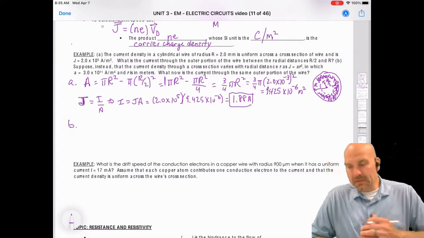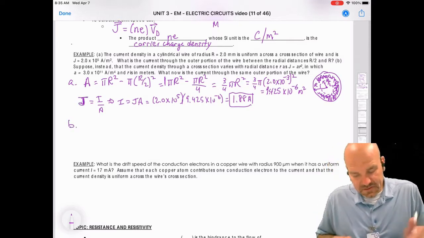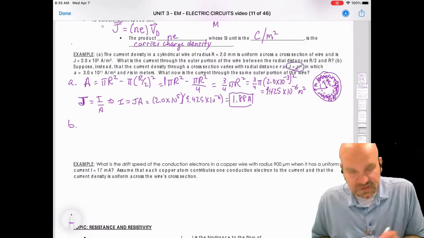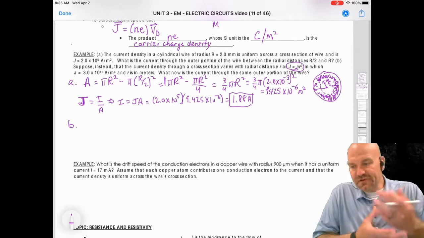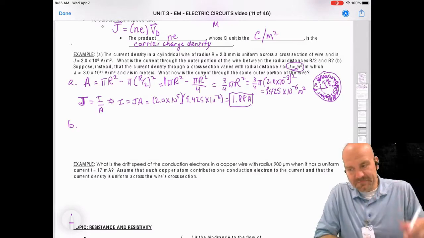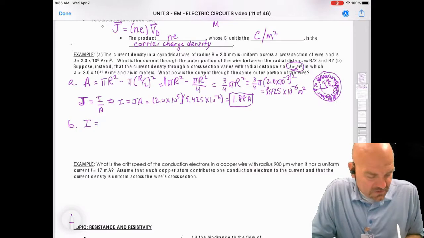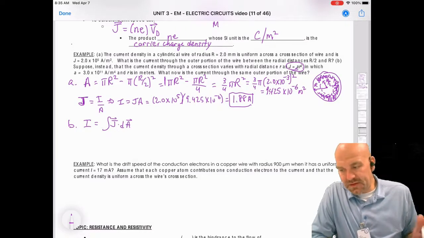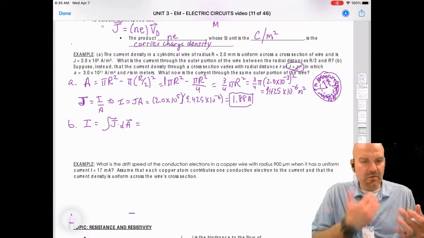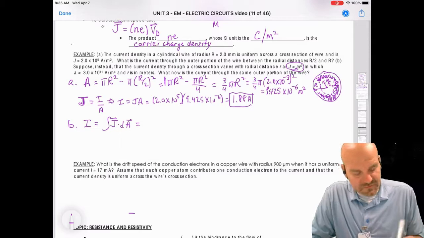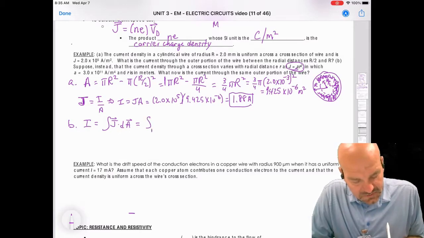Now in part B, here's the hint again. I keep telling you guys that if you see a function that varies, or that is not constant, you're going to have to use calculus. So we're going to use the calculus equation: current is equal to the integral of J dot dA. But you don't have to worry about all these vectors. We're going to make the assumption that dA is perpendicular.